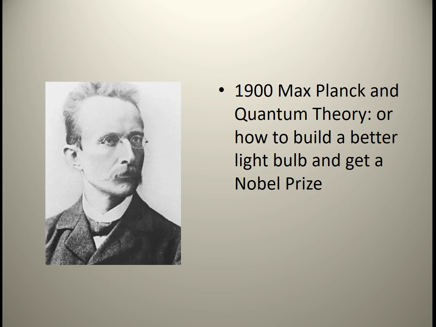In 1900, the German government approached Max Planck and asked him to build a better light bulb. Light bulbs at the time gave out a lot of heat, and the German government didn't want to spend all their money on light bulbs that were just going to burn up really quickly. So they wanted a light bulb that put out the energy in light and not heat. And so they had Max Planck study this.